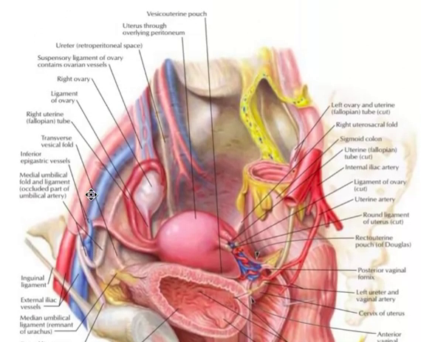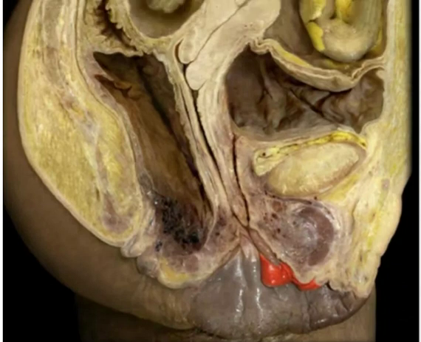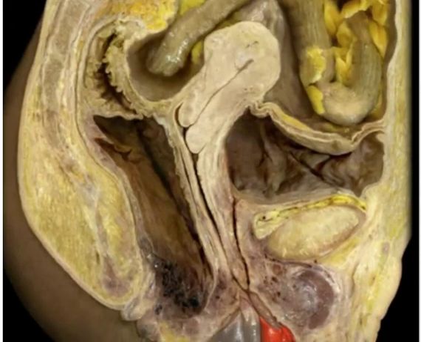Now let's study the dissected image of the female pelvis. What we can see in this dissected image are the coils of intestine, and this is the rectum. The rectum opens outside the body through the anus, and this is the uterus, and this uterus leads to the cervix, and finally through the vagina opens outside the body. This is the urethra, and this is our urinary bladder.